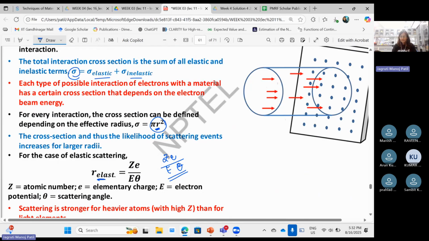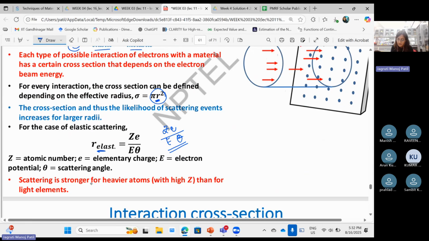So that's nothing but dependent on the atomic charge and the electron charge. Atomic charge and electron charge are the two effects that depend on the sample itself. And then the energy comes, the energy through which it was coming, and what the path length of it was. So it is stronger for heavier atoms, high Z, than for light elements.